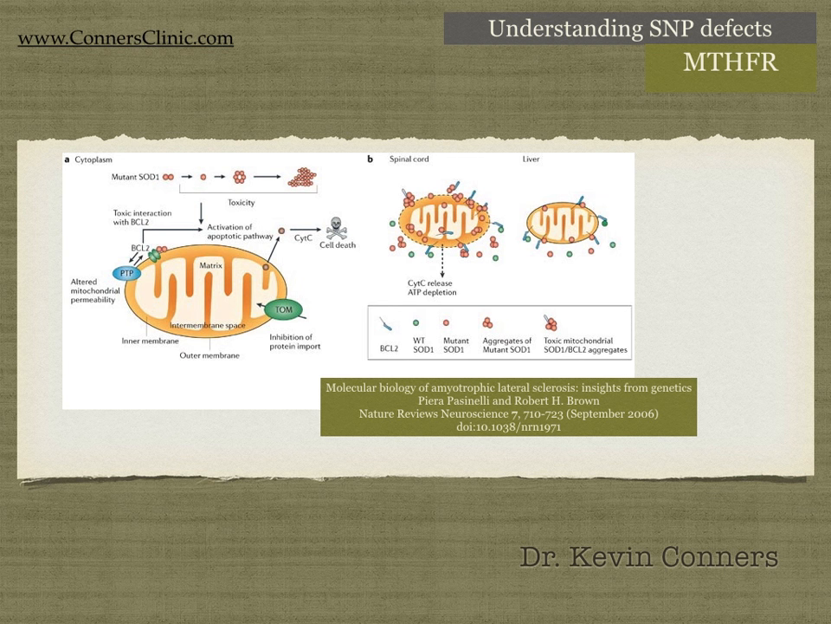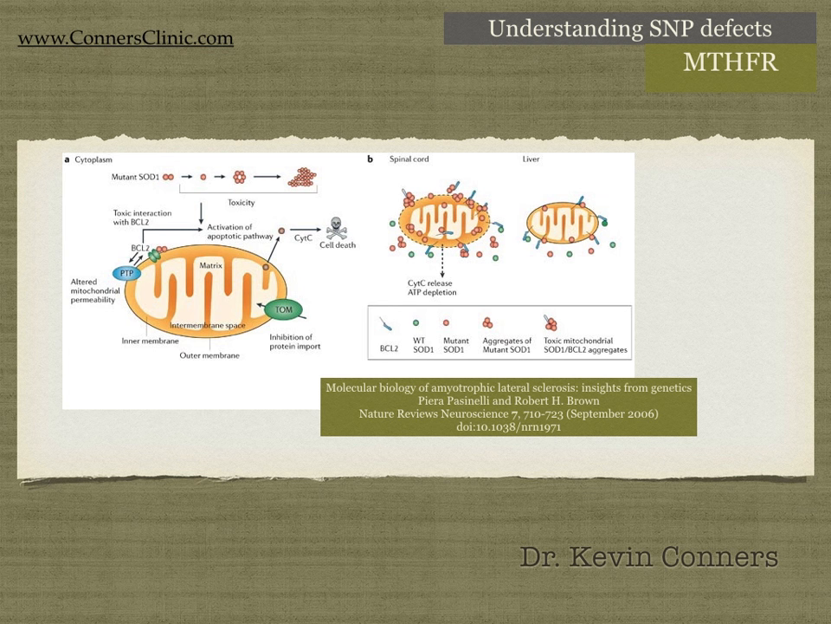Here's a real neat article that was in Nature Reviews Neuroscience. It talks about mutant SOD in the cytoplasm, so a defect in SOD1, which is the SOD that's in the cytoplasm of the cell, increases apoptosis of the cell. So we're not talking about healthy apoptosis when we're trying to kill cancer cells.